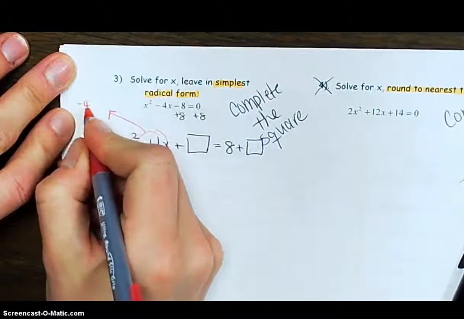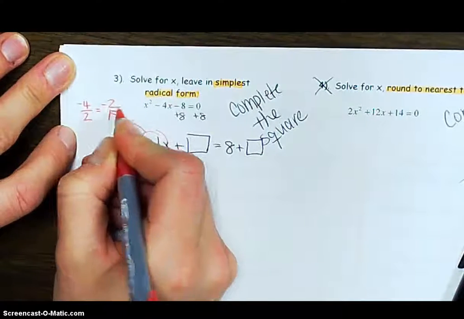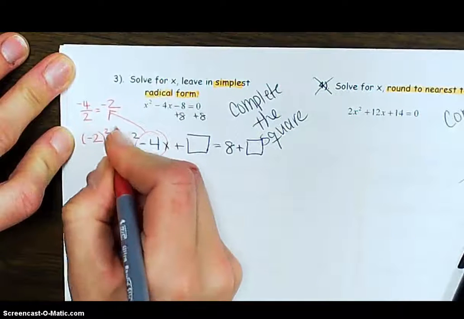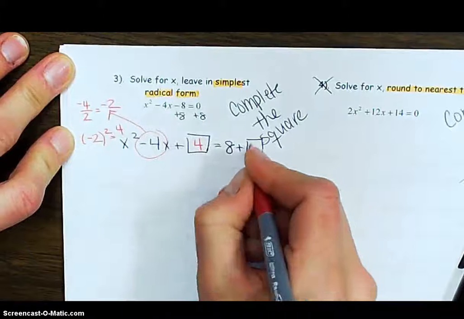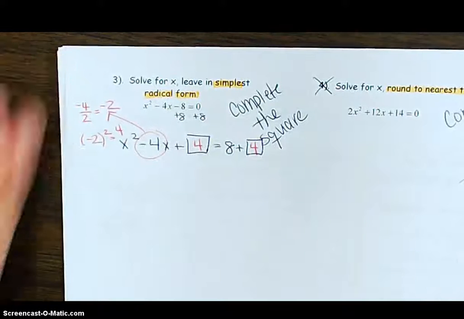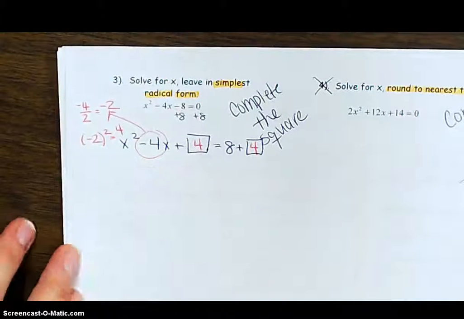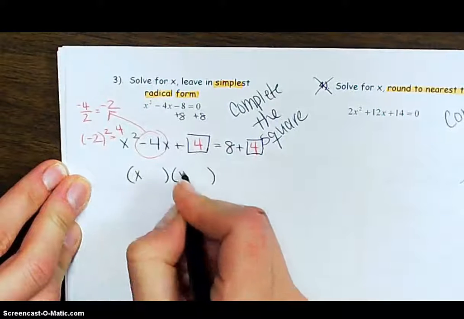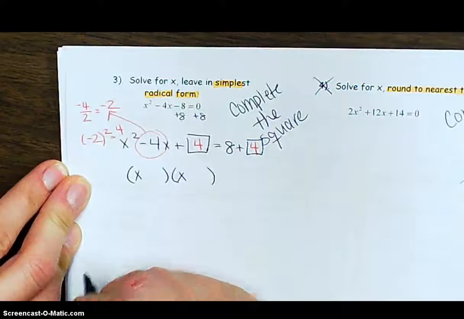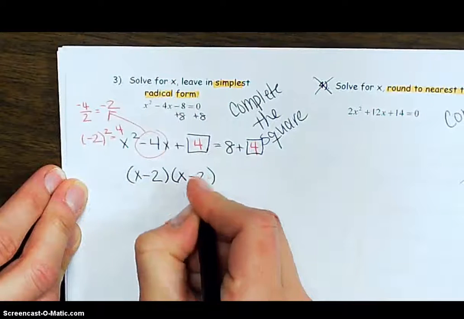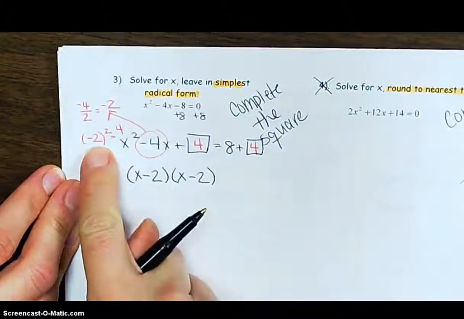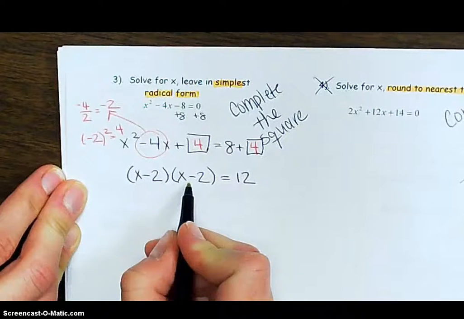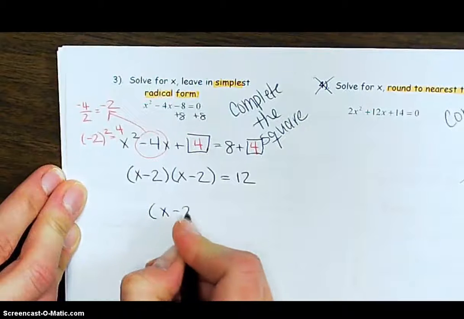I'm going to do negative 4 divided by 2, which is negative 2. And then I'm going to take negative 2 and I'm going to square it, and that's going to give me 4. So I'm going to put a positive 4 in my square. So now that we've done that, now we're going to factor the left-hand side. So can we think of two numbers that multiply to 4 and add to negative 4? Well, sure, it's negative 2 and negative 2. And that's the same number we got over there, is equal to 12. So now instead of writing this twice, I'm going to write it once and I'm going to square it.